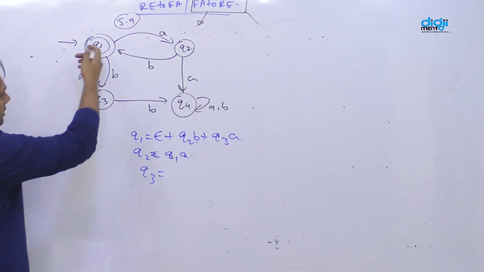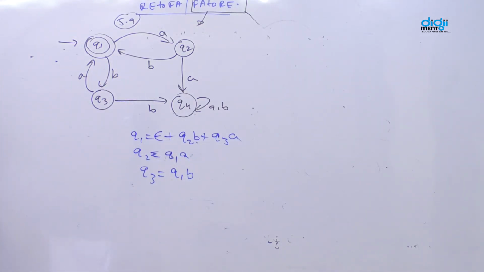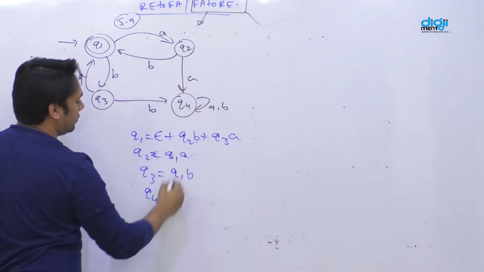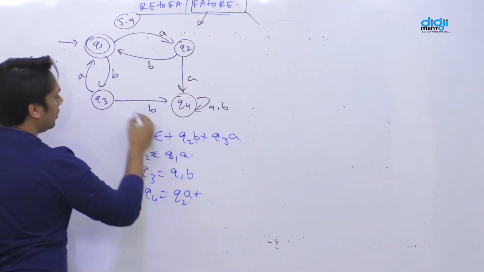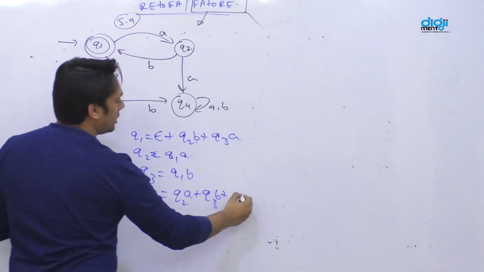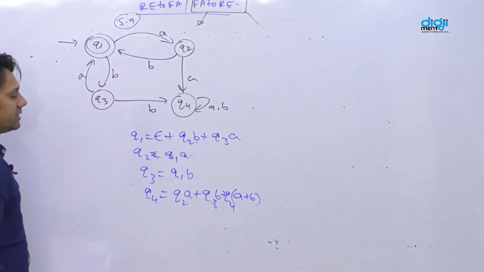So this is a very simple method. That is, in state Q1, if you are giving a symbol B, then you are going to reach to the state Q3. And how can you reach to the state Q4? So that is, if you are looking at a symbol A in Q2, or you are looking at a symbol B in Q3, or you are looking at a symbol A plus B in Q4. So this is the method.